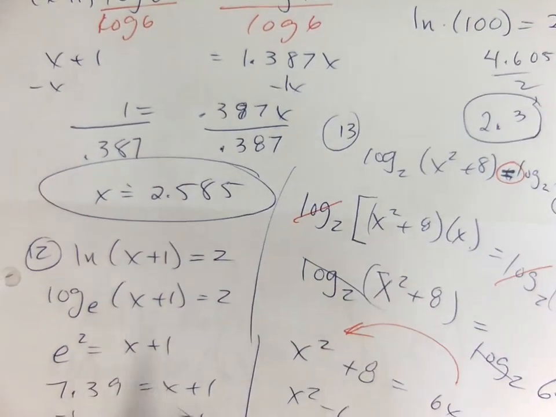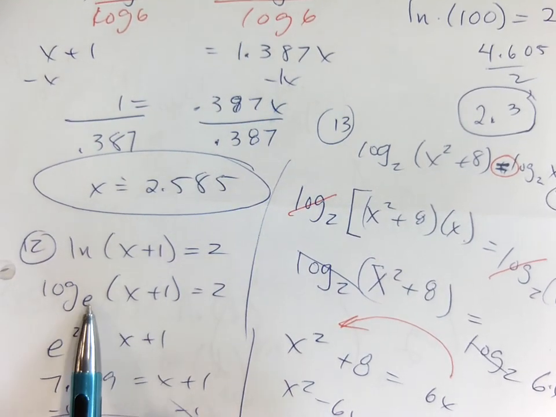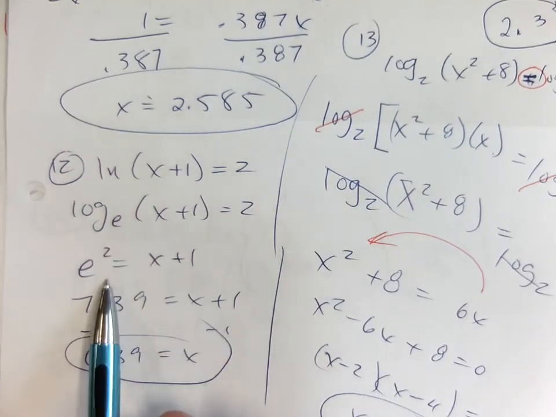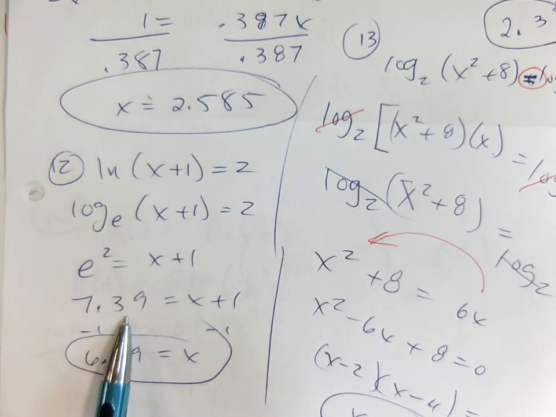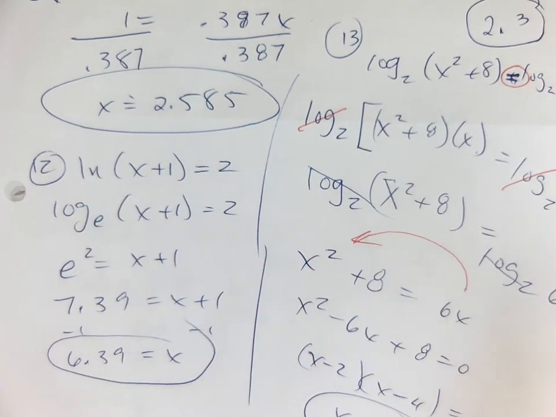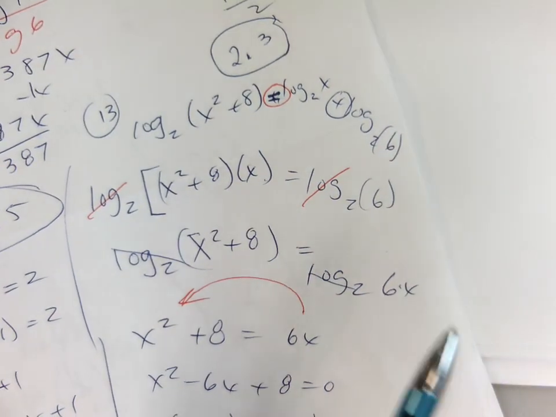Moving on, 12, I know that natural log is log base e, so then I took it from log form to exponential form, e to the 2 equals x plus 1. E to the 2 is about a 7.39. I got to solve, so minus 1, got about a 6.39. All right, pause it. I'm probably going way too fast, but you can always pause it, okay?